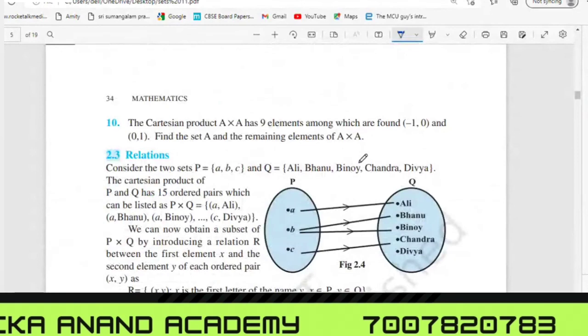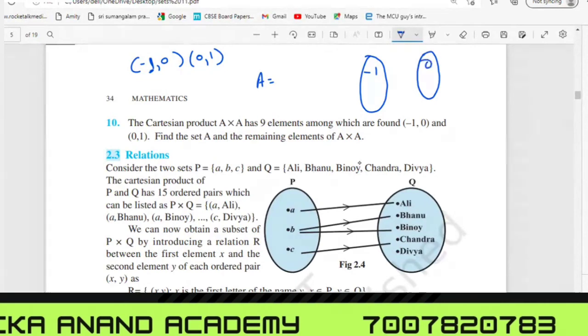Now here, A cross A has 9 elements, which are minus 1, 0 and 0, 1. So what is the set A? Listen, minus 1, 0, and 0, 1. Clear? Now if we draw the pictorial diagram, so we have minus 1, so write minus 1. Then 0, that is over here. Now again 0 we have. 1 we have over here.